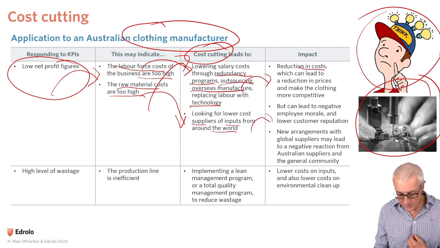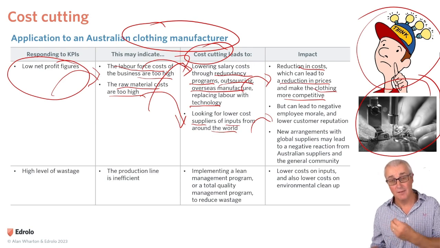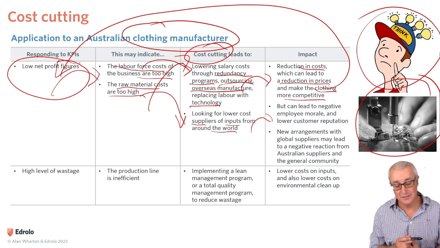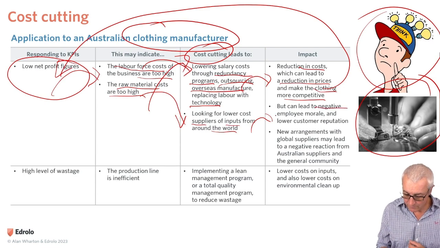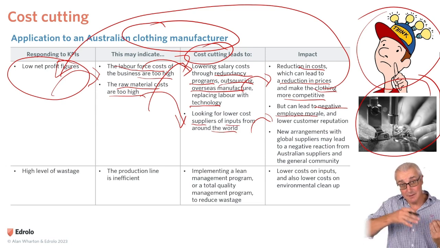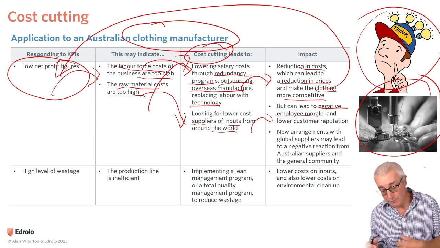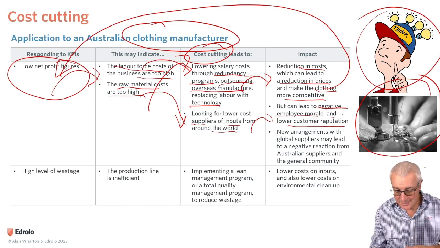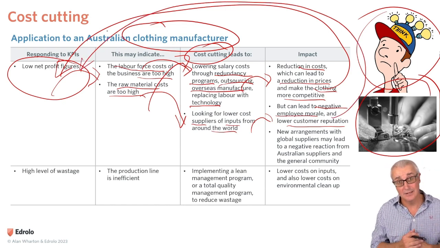Okay, we get reduced costs, which can then lead to reduced prices and then make the clothing more competitive. If it's more competitive, more people buy it, our revenue goes up, and hopefully we've responded to our low net profit figures. Equally, we've got to be concerned, though, that by getting rid of staff, we might get employee morale damaged. If the employee morale is damaged, that might lead to poorer quality products. That might lead to a lower customer reputation.